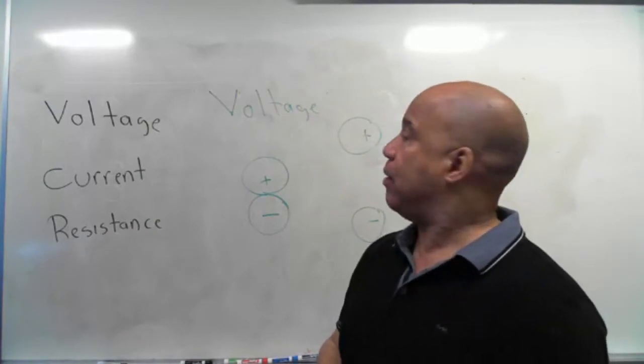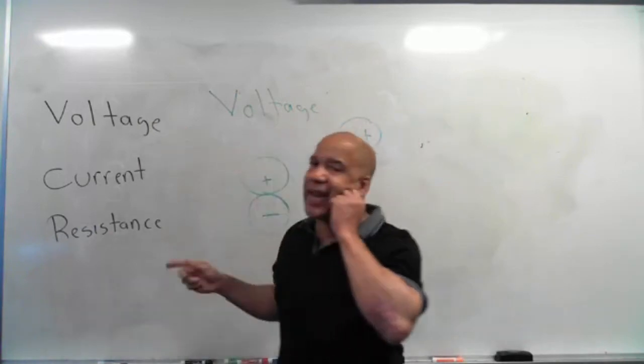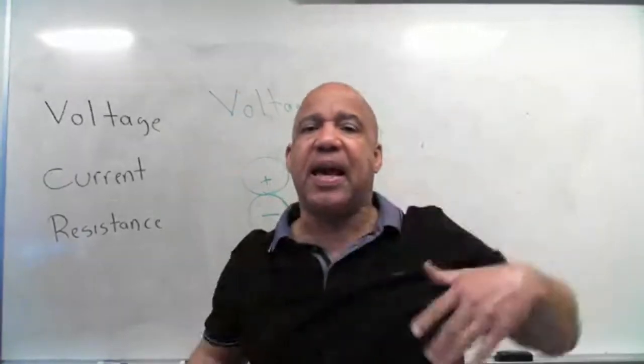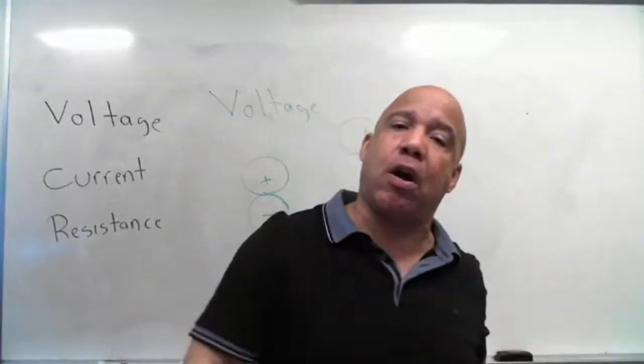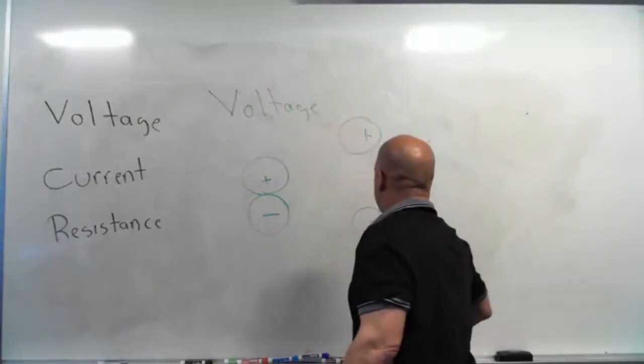Now, if voltage is a separation of charge, or an electrical potential difference, how do I take that and turn it into a current? How do I do that? Well, let's just talk about that.